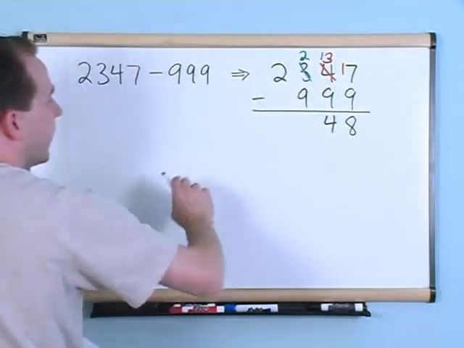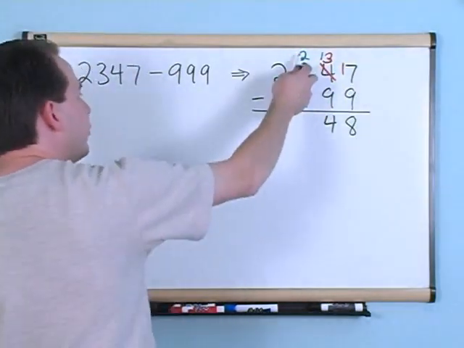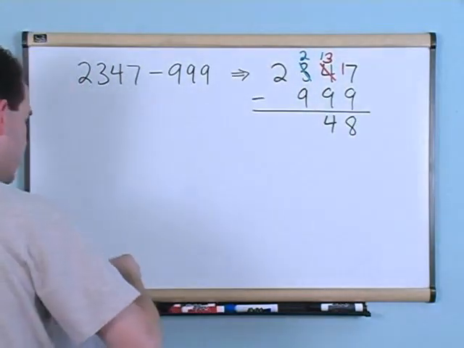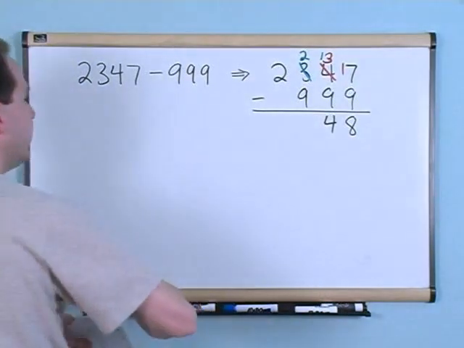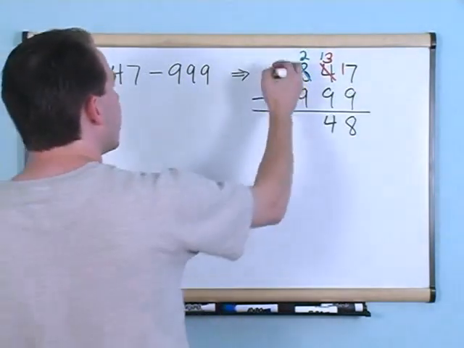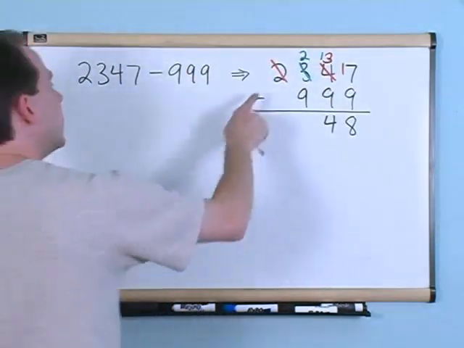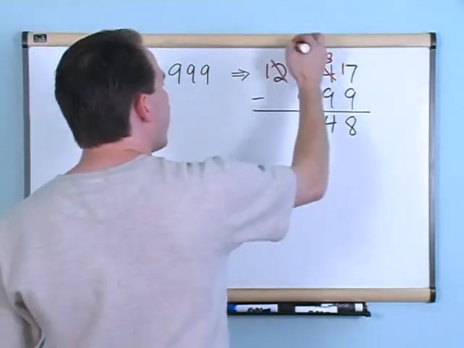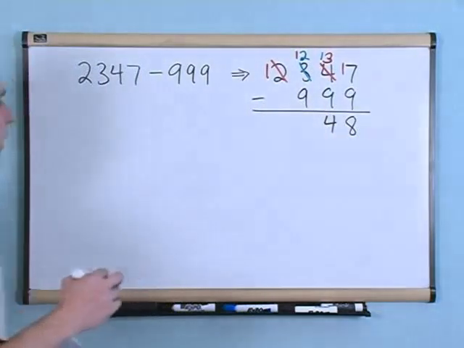Now we move on to this guy. Now again, we're going to have the same problem, 2 minus 9. We're going to have to borrow again because we've got a smaller number on the bottom. So let's go ahead and do that. Where are we going to borrow from? We're going to borrow from the digit to the left. We're going to take 1 away from him, making him a 1, and we're going to give that 1 right in front, making him a 12.